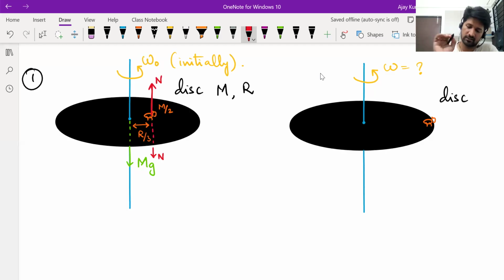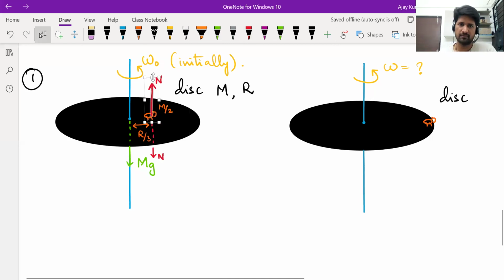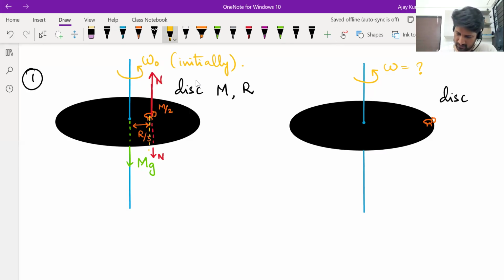What forces act on the insect? One of the forces is normal force, which you have already shown. What other forces act on the insect? Anyone? Only other force that can act on it is its own weight. Gravitational, sir. Gravitational force, yes. So the own weight of the insect also will be acting, and insect's own weight acts vertically downward like this, m/2 into g.